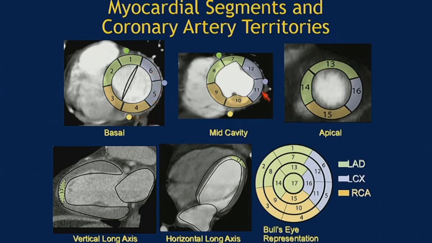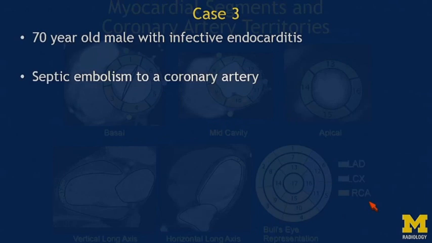The lateral walls are supplied by the obtuse marginal via the circumflex, and then we have the true LV apex that's supplied by the LAD. So this is a 17-segment representation in the bullseye, and you can see the coronary arterial territories.